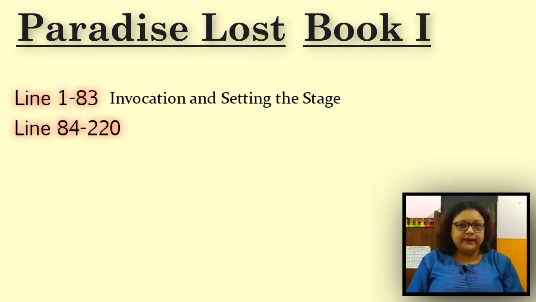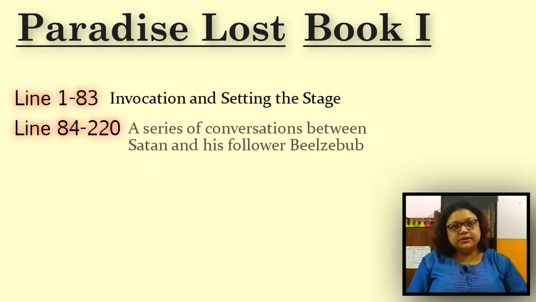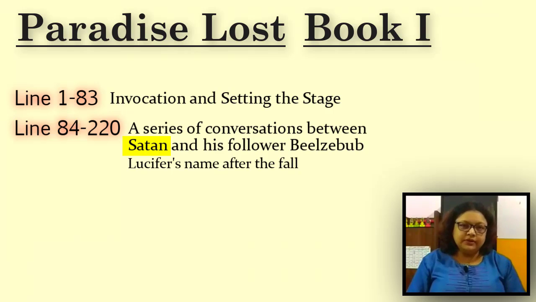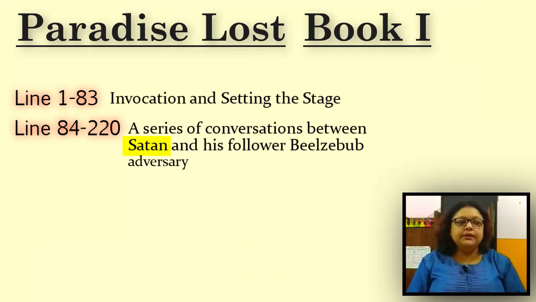Line 84 to 220 brings us to the second part of this book. Here you find a series of conversations between Satan, which is Lucifer's another name. After Lucifer fell from heaven, his original name was taken away from him because he was no more the brightest angel, he was no more a glorified figure, but a fallen angel, and his name became Satan. We refer to him as Satan. Satan means adversary. It is a very common name. You also have this word in other languages like Satan or Shaitan. It has everything to do with something which is anti-God or the adversary of God.